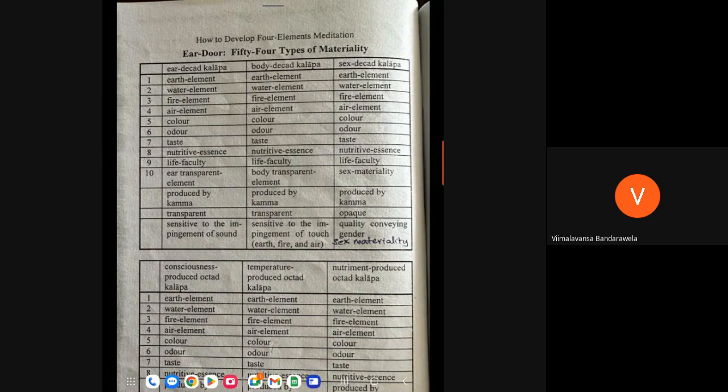Okay, while discerning the ear door, you need to discern especially the ear decade kalapa. How do you discern the ear decade kalapa? You enter or re-establish your anapana fourth jhana, and it will give bright, brilliant, radiant light. After emerging from the anapana fourth jhana, you have a very brilliant light in front of you.